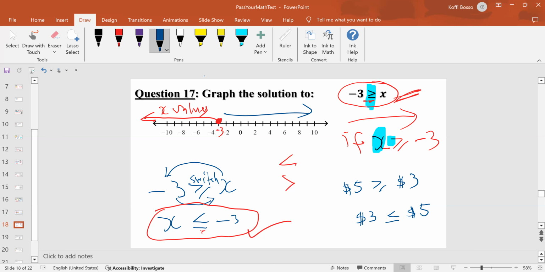Why? On the right side, for example, you have a 0 here, right? If you replace x here by 0, can we say that -3 is greater than or equal to 0? No way. A negative number cannot be greater than 0. Or if I take a +10, can we say that -3 is greater than +10? No. A negative number cannot be greater than a positive number. Therefore, the correct graph has to be this one here.